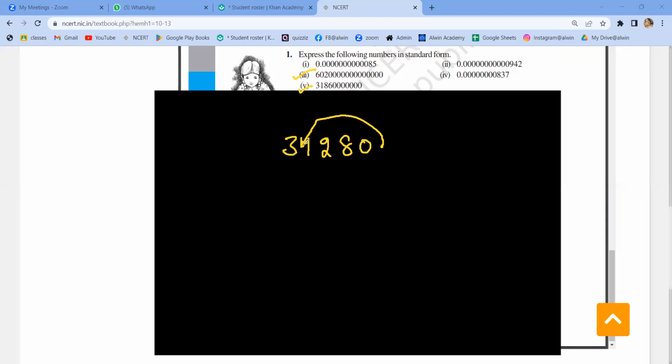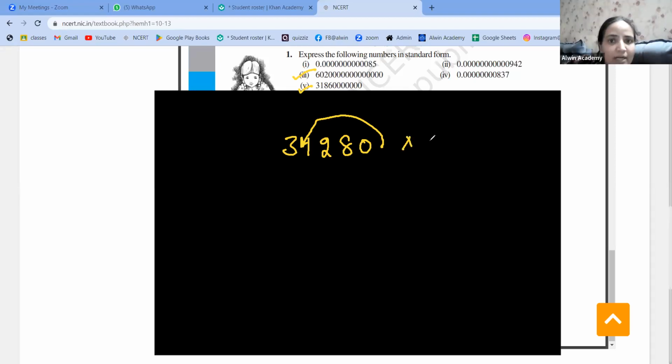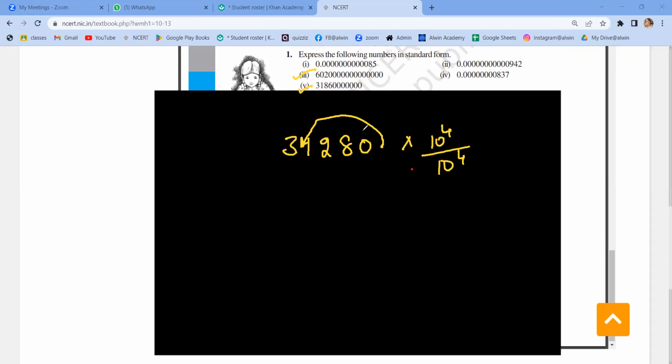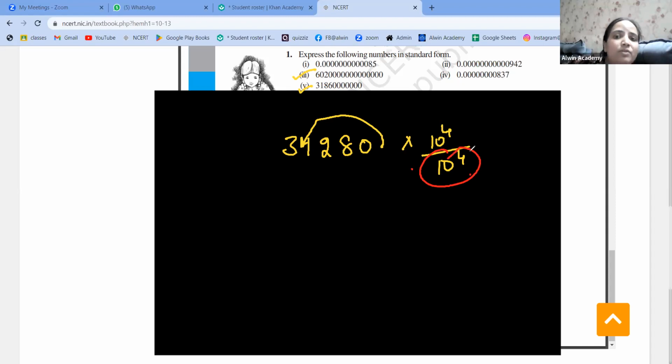Now, in order to move this decimal point to the left, again I'll multiply and I'll divide the same number. How many times? 4 times, no? 10 to the power 4, 10 to the power 4, I'll have to multiply and divide. Because I cannot only multiply or divide, I'll have to do both. Now, in moving the point left, it's always the denominator's power which is used up. Right? Point moves left when you divide by 10 to the power n, no?